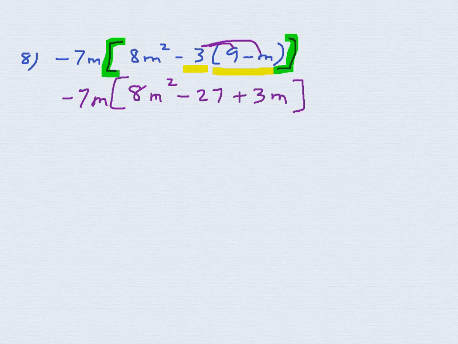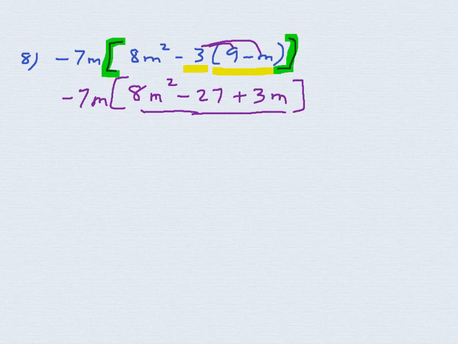Now, your next step would be to look at the remaining bracket and ask yourself, can any of these terms be put together? Are any of them like? And they are not. We have an m squared, we have a constant, negative 27, and we have an m. We can't do anything with that. Our next step will be to multiply the 7 through by each number inside the bracket.